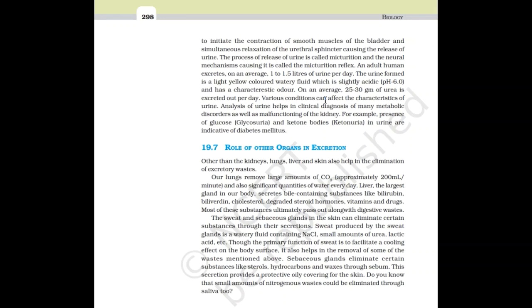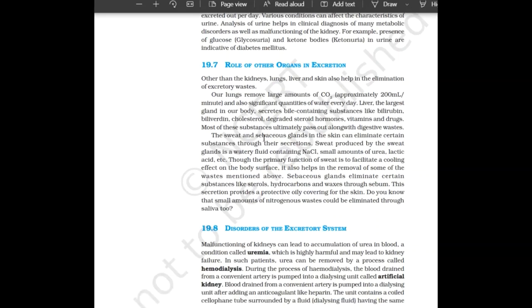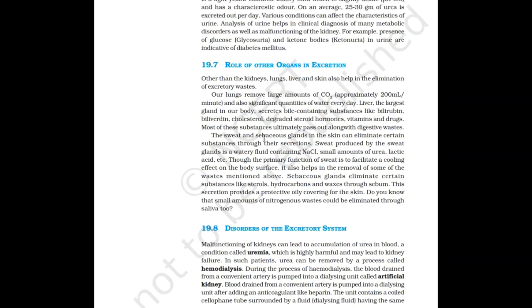Various conditions can affect the characteristics of urine. Analysis of urine helps in clinical diagnosis of many metabolic disorders, as well as malfunctioning of the kidney. For example, the presence of glucose, glucosuria, and ketone bodies, ketonuria, in urine are indicative of diabetes mellitus. Let us see the role of other organs in excretion.